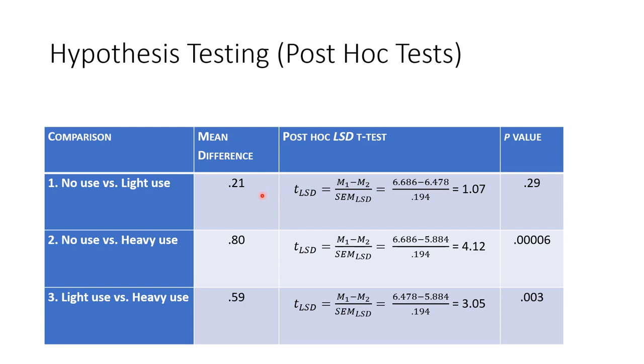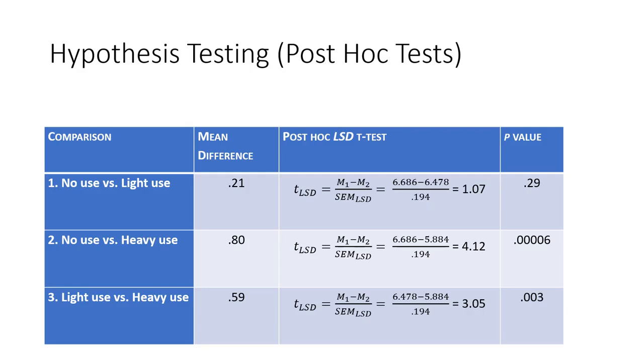So there's no compelling evidence that there is a meaningful difference in sleep between those who have no use for a week versus those who have light social media use for a week. This is not compelling evidence. Then we're going to compare the no use group to the heavy use group. They differed by 0.8 of an hour, and that was a very compelling difference. That's very unlikely to be due to sampling error. Then we compare the light use and the heavy use. They differed by about 0.6 of an hour per night. And again, that is also compelling evidence.